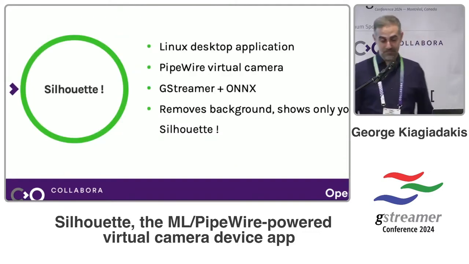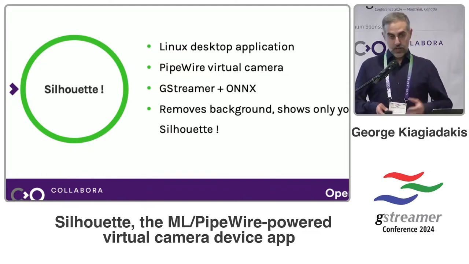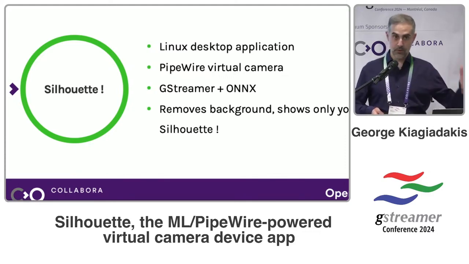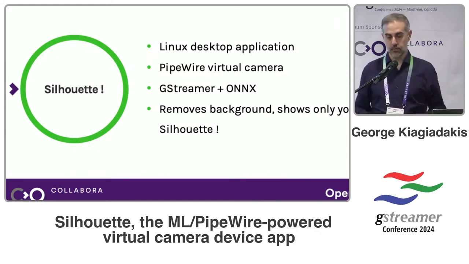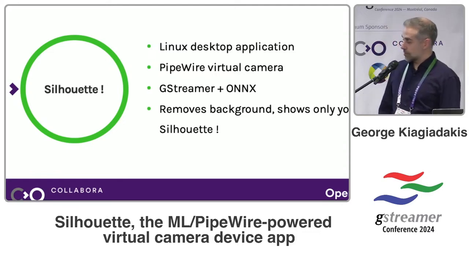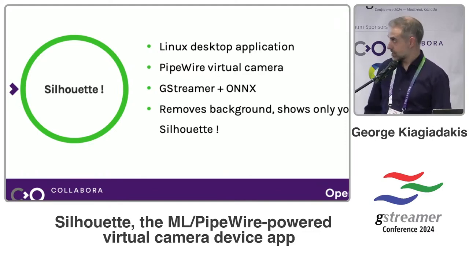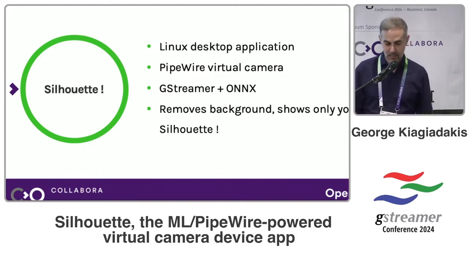Silhouette is a Linux desktop application that creates a virtual camera in PipeWire and receives input from PipeWire. So it grabs the real camera from PipeWire and introduces a GStreamer processing pipeline in the middle. For the initial implementation, we have used the ONNX plugins of GStreamer. So we use a model that removes the background and keeps only the silhouette of the person, hence the name.